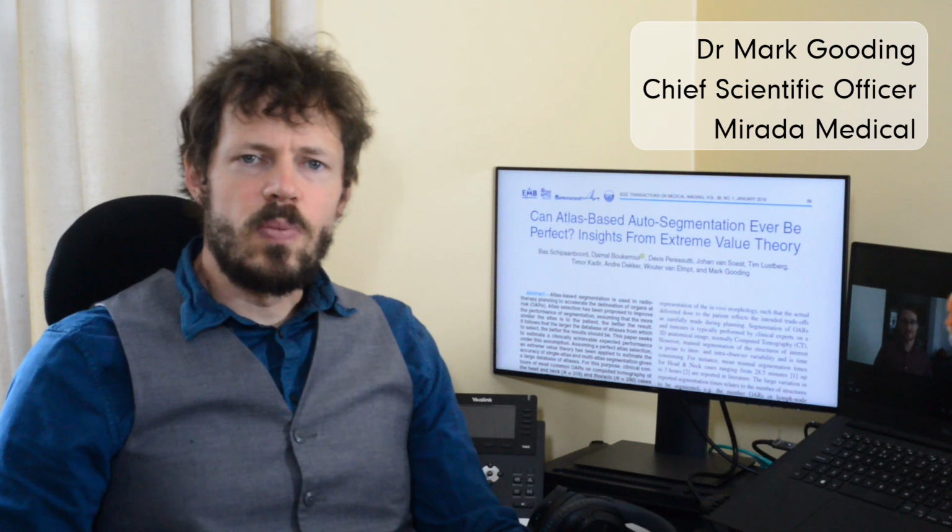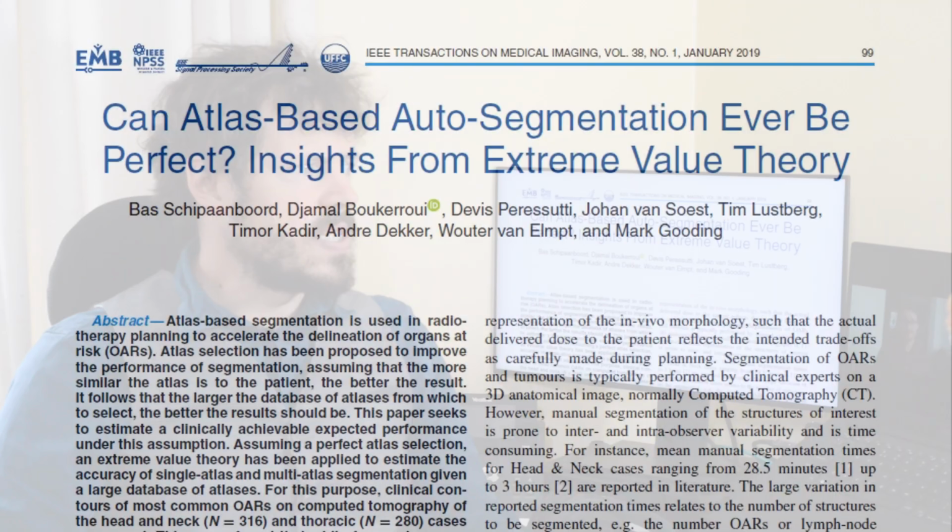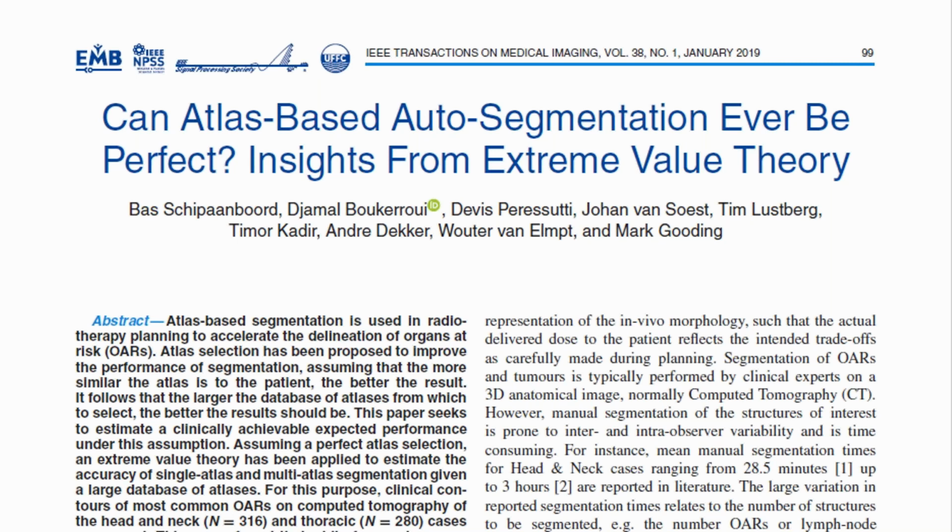Welcome to this video in which we're going to be discussing "Can atlas-based auto-segmentation ever be perfect? Insights from extreme value theory", a paper by first author Bas Schipaanboord.